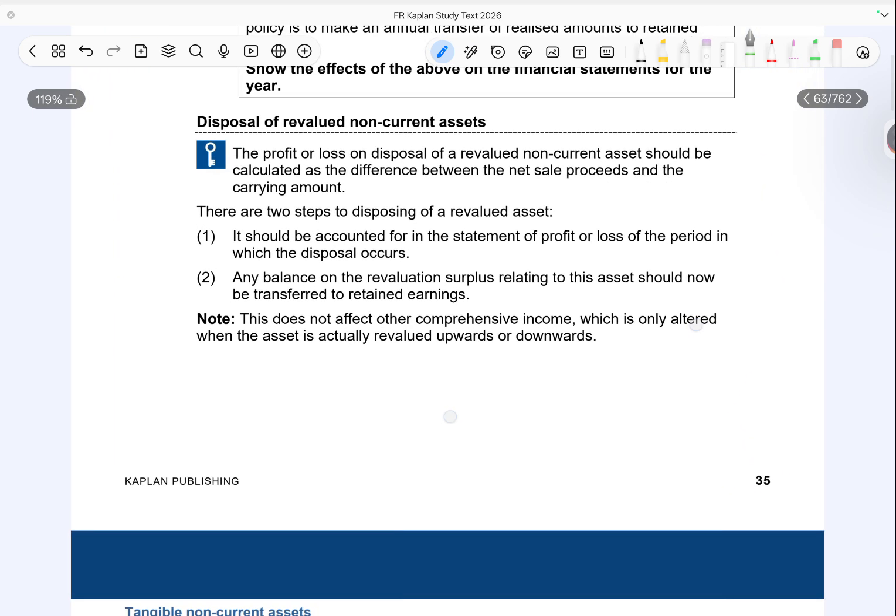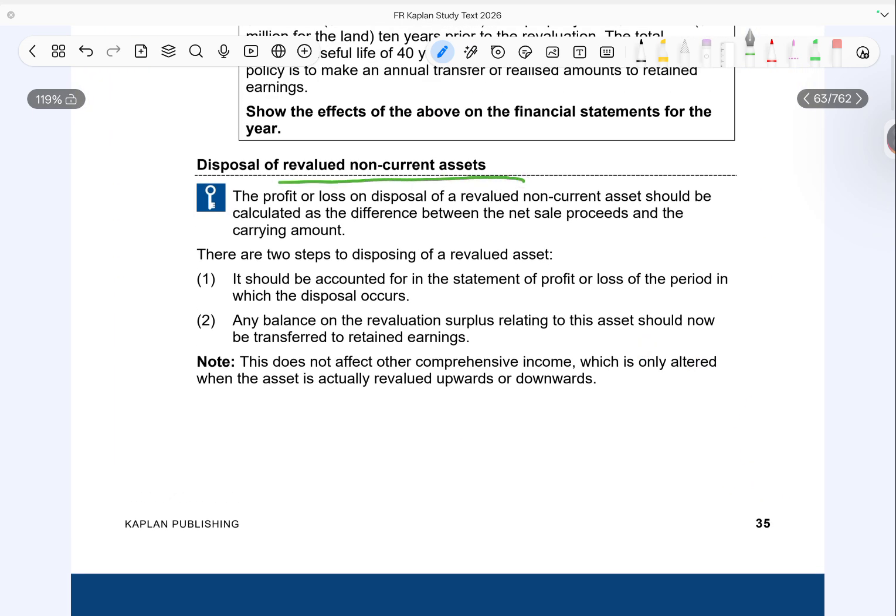Okay. Now, disposal of revalued non-current asset. The profit or loss on disposal of a revalued non-current asset should be calculated as the difference between the net sale proceeds and the carrying amount.